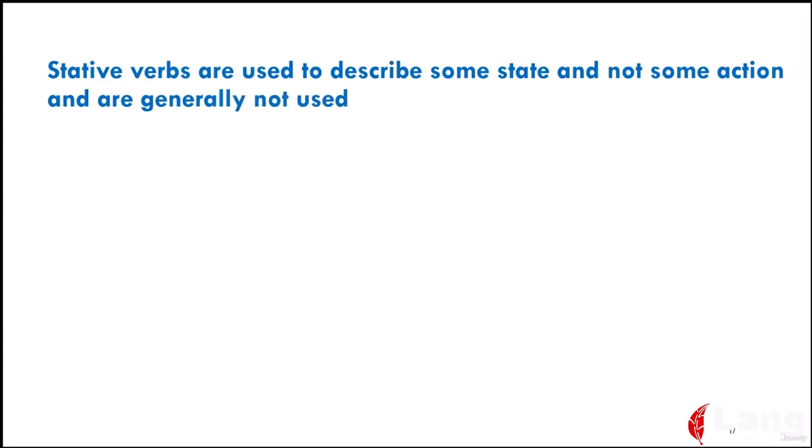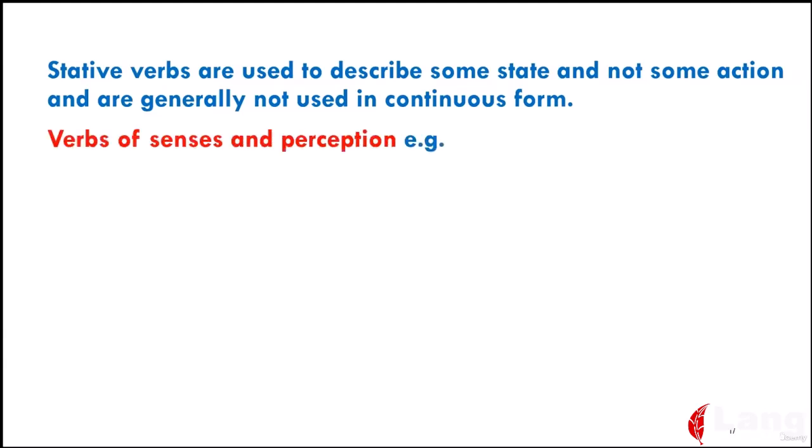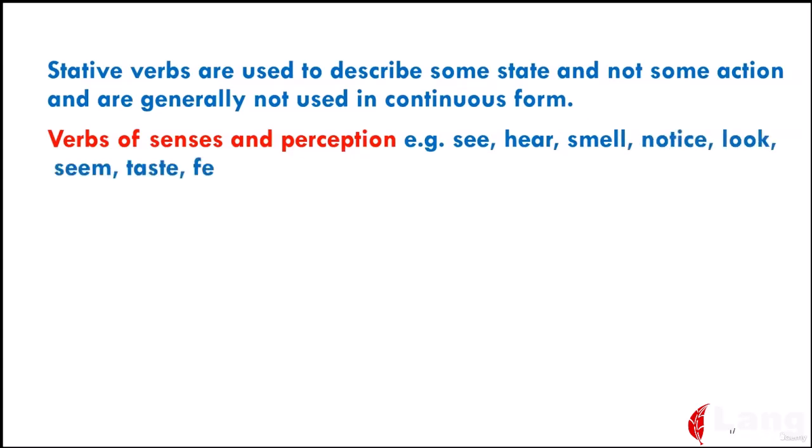Stative verbs are used to describe some state and not some action and are generally not used in continuous form. The stative verbs could be verbs of senses and perception, for example, see, hear, smell, notice, look, seem, taste, feel, be, appear.